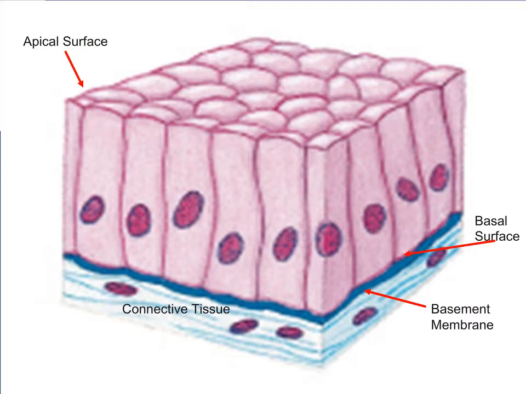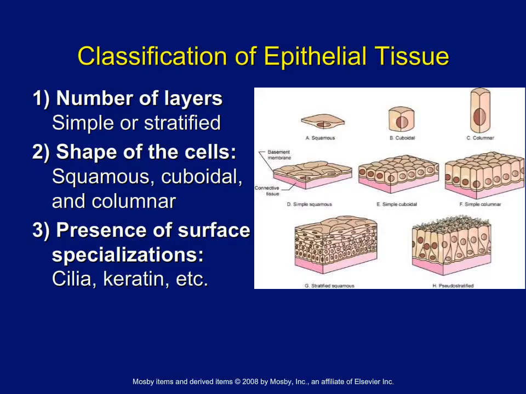And in that connective tissue, we're typically going to have lots of blood vessels. So remember that the nutrients, the oxygen, everything that that epithelium needs is diffusing from the connective tissue up into the epithelial layer. So we classify epithelial tissue in three ways. The first of these ways is by the number of layers. Some epithelia are only one cell layer thick, in which case we say that they're simple.